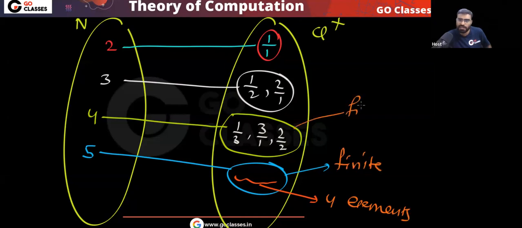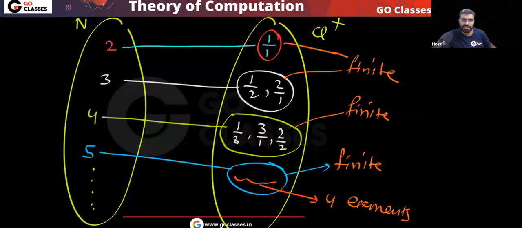Can I say this is also finite? Okay, so if I do it like this, will I cover every element of Q plus? Can you guarantee every element of Q plus is covered? For example, who will cover 50 divided by 51? Tell me, who will cover it?